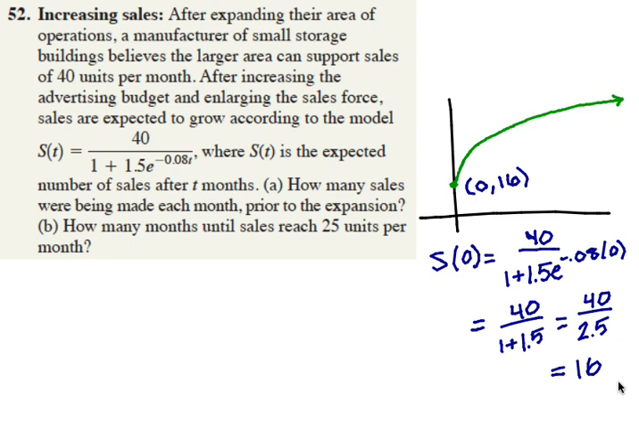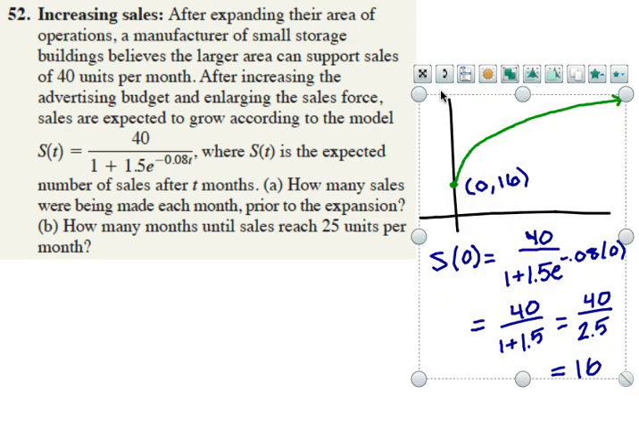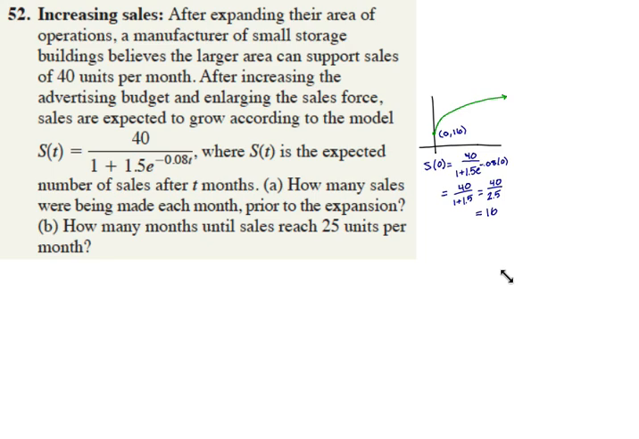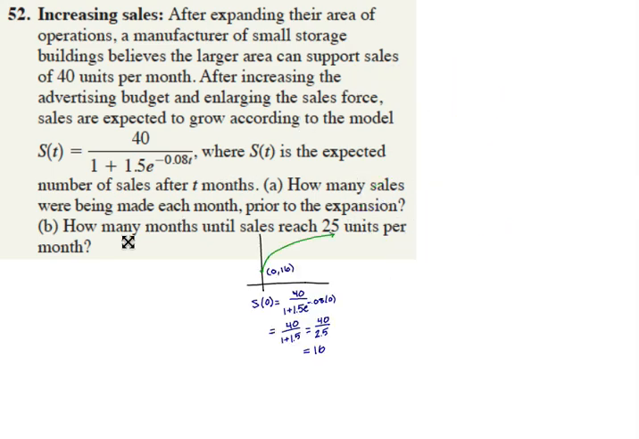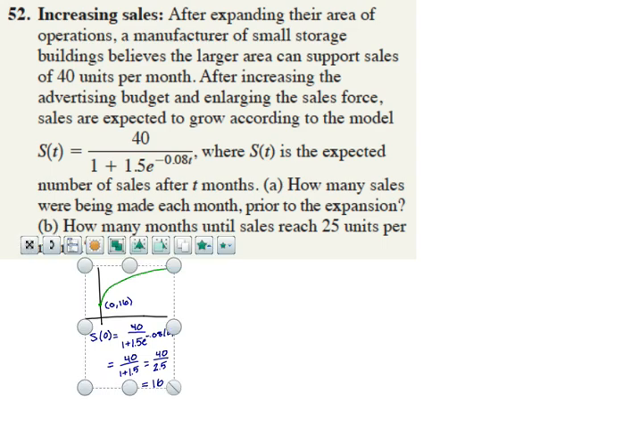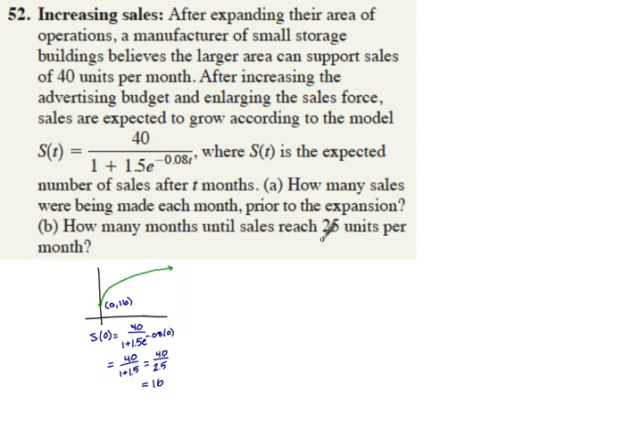Okay. Next, I want to try to actually expand this. We want to figure out how long it's going to take us to do that. So I've got this equation, and I want to know how long it is going to take me to get to 25 units. Okay, now what should we do? For our S now. Excellent. So we're going to have 25 units is how many we want to sell, equals our 40 over 1 plus 1.5 e to the negative 0.08 t. Okay, our variable is in the denominator, how do we undo that?